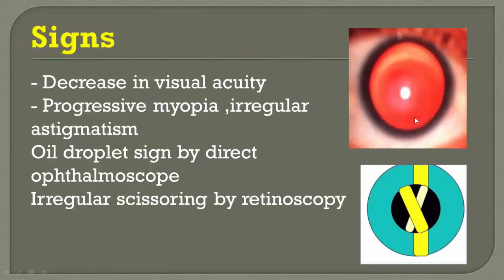One of the important signs, also seen by retinoscopy, is called scissoring, like in this photo. When the light line of the retinoscopy passes through the cone, scissoring of the line of the light will occur.